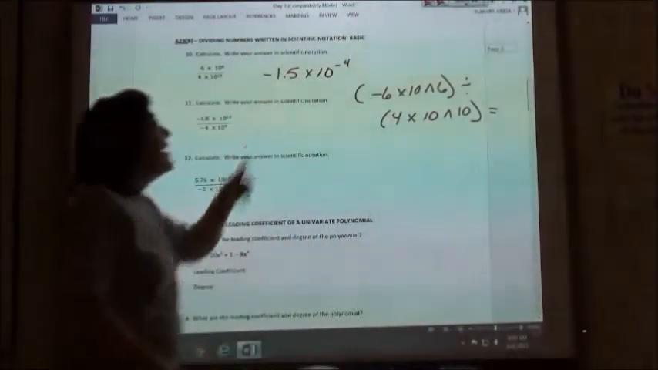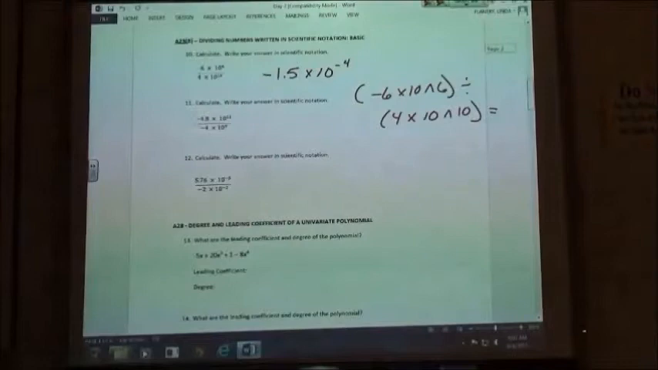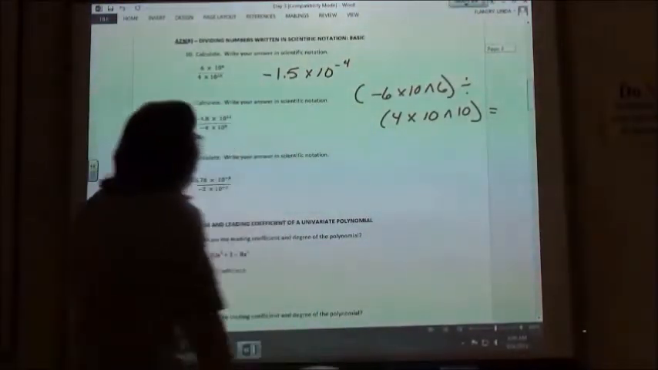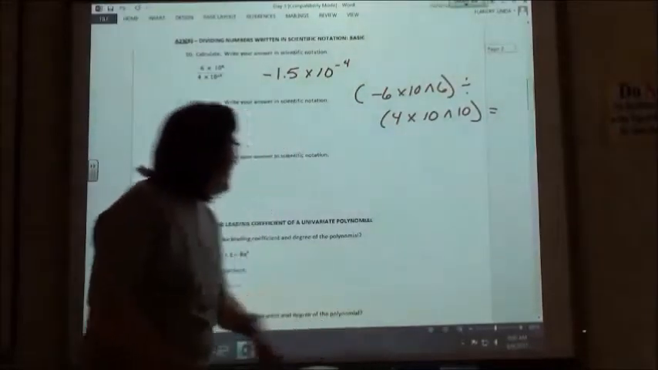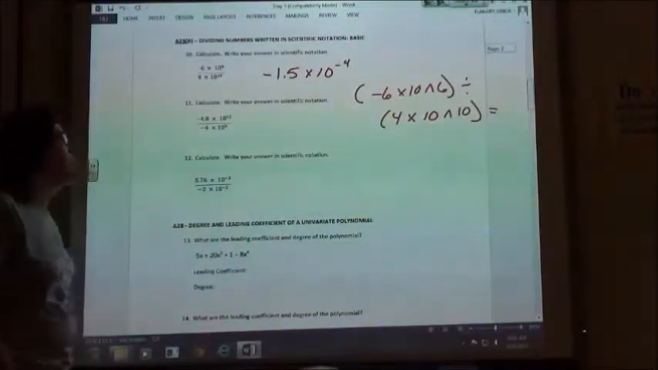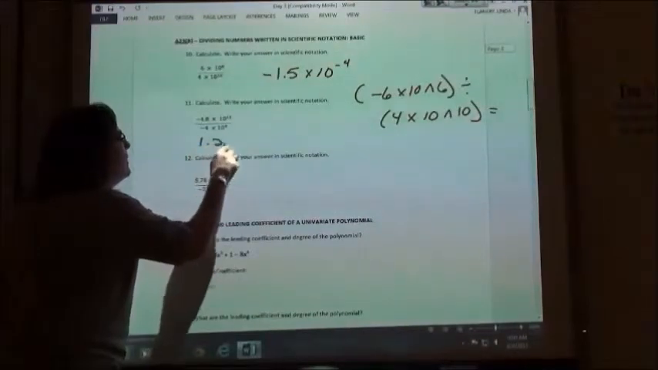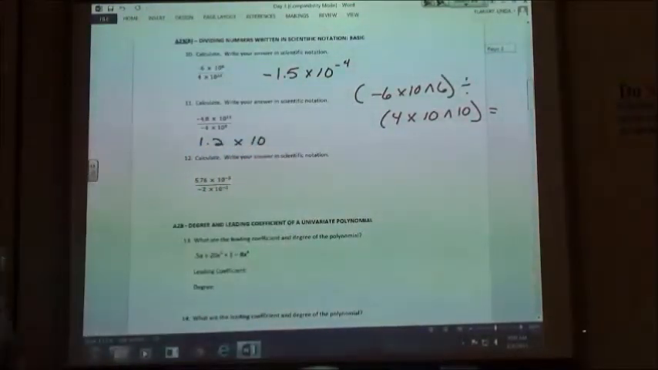And it should show up as negative 1.5 times 10 to the negative 4th somehow on your calculator if you're using a regular calculator. Oh, number 11, if I go ahead and do that one. Negative 4.8 divided by negative 4 would be 1.2 times 10 to the second power. 11 minus 9 would give me positive 2.